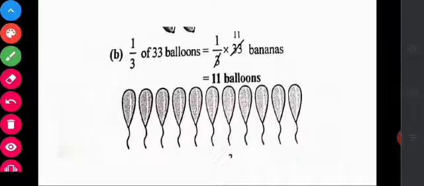And the next one, 1/3 of 33 balloons. That is 1/3 of 33 balloons. 1/3 times 33. Cancel this. 1 three is 3. 11 threes are 33. So 1 times 11 is equal to 11 balloons. That is 1/3 of 33 balloons is equal to 11 balloons.